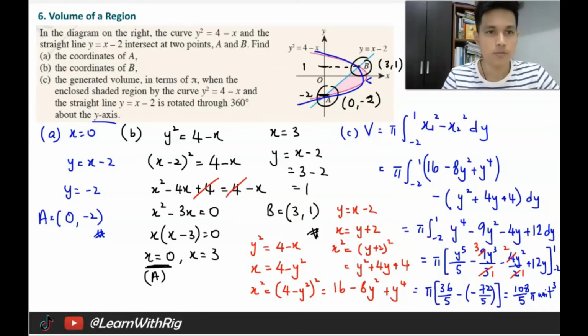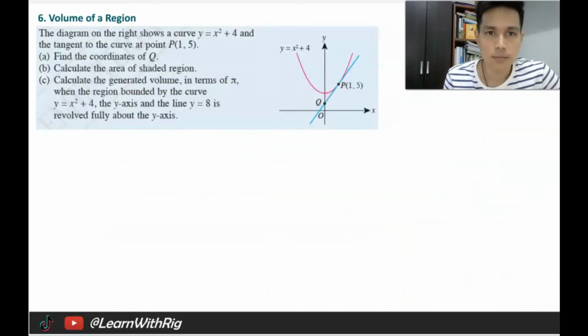Okay, next. The diagram on the right shows a curve y equals x squared plus 4 and a tangent to the curve at point P. Find the coordinate of Q. So in the previous question, you had to find coordinates A and B.